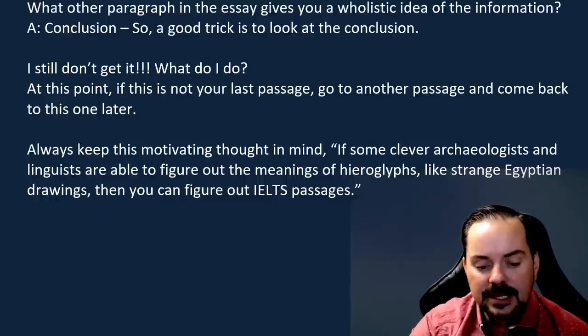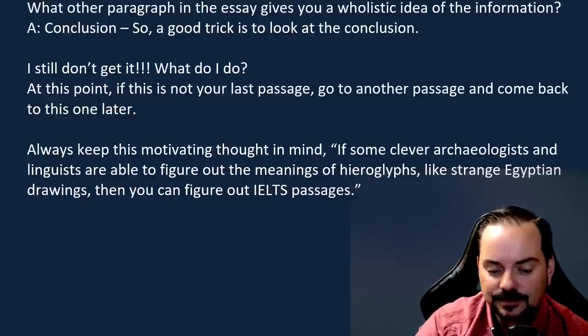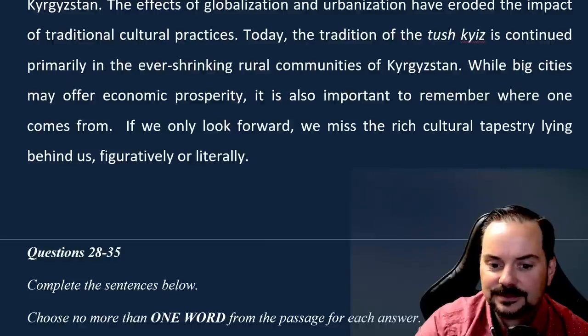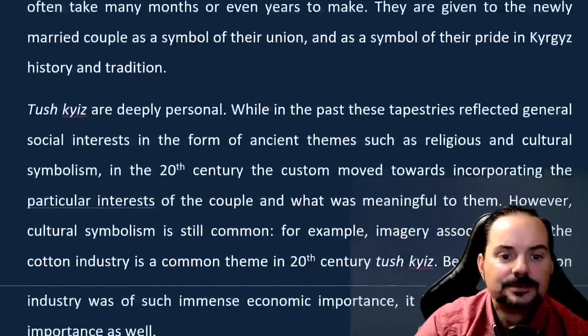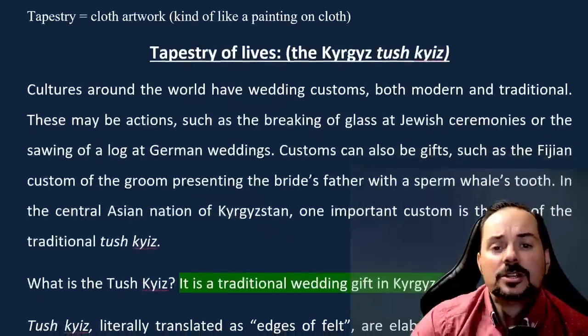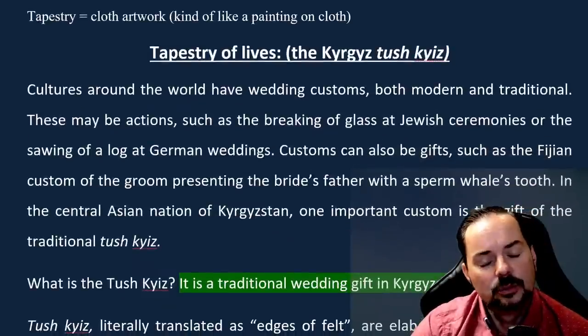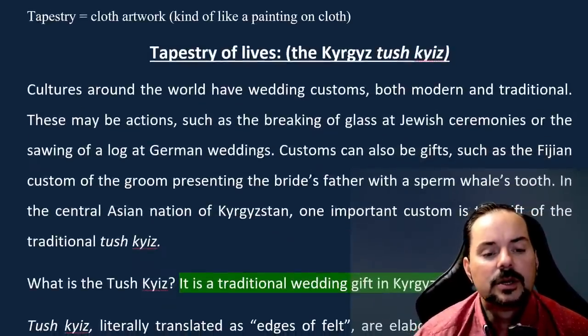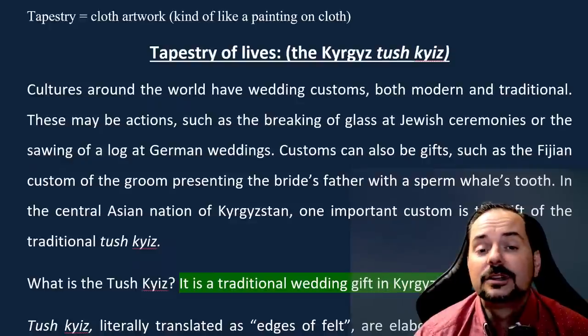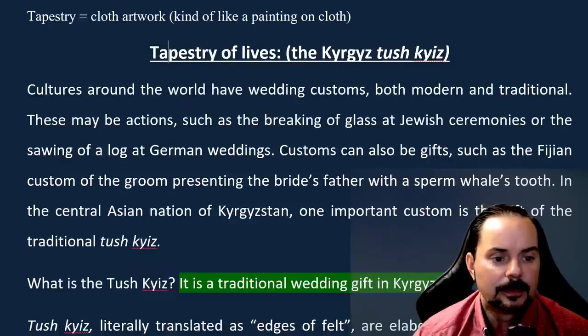Okay, let's read this. All right, let's do it. So let's read, bear with me. You will understand it by the end. We will be doing reading together as well. Here we go, Tapestry of Lives, the Kyrgyz Tush Kiz.